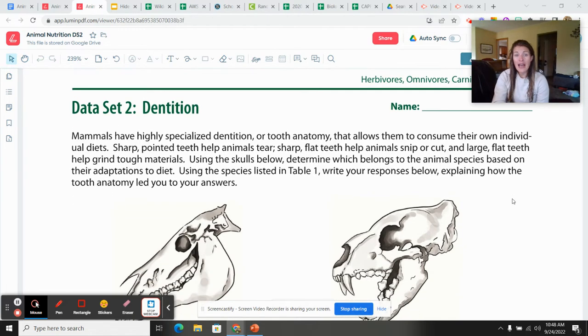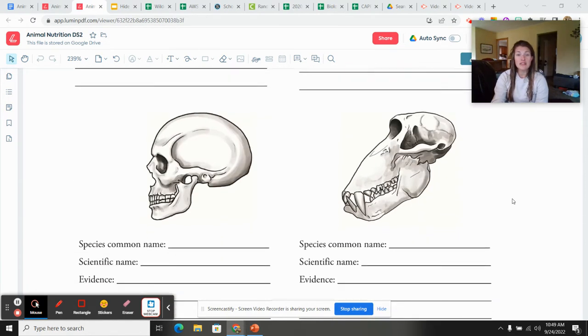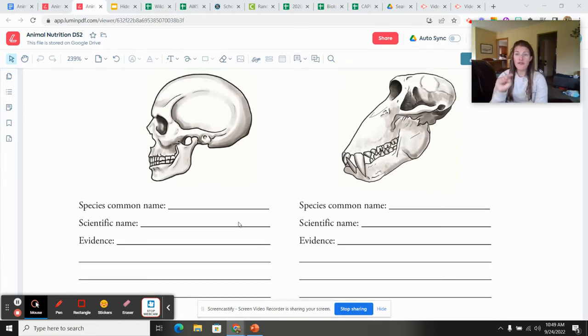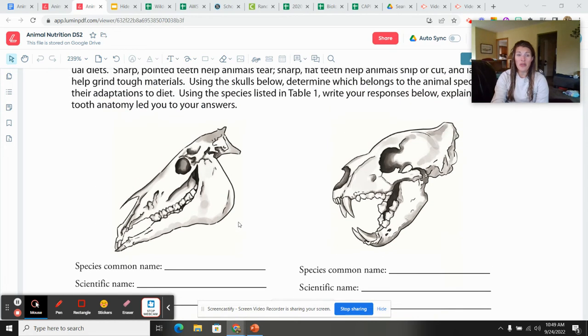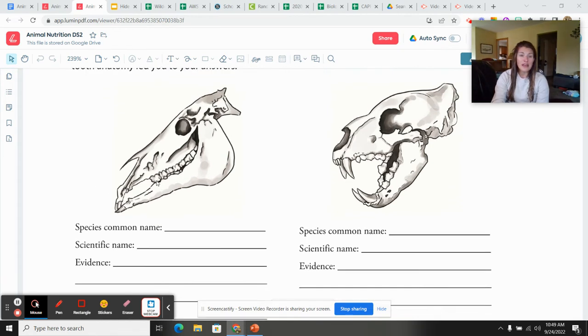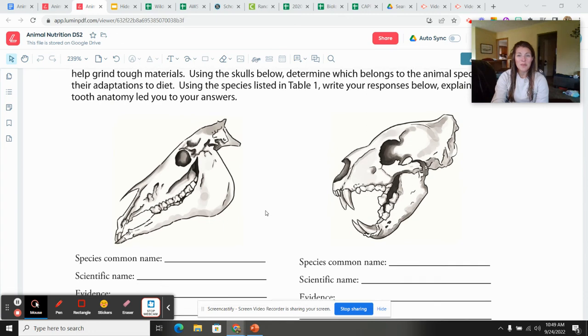And we can tell from mammals that they have highly, highly specified teeth for what they eat. So down below here, I have pictures of 4 skulls. You should all know what this one is. But these are all from animals that were on the list on data set 1. So all of those animals are there, so you can try to figure out what they are. And we can look at their teeth to figure out what kind of things that they eat.